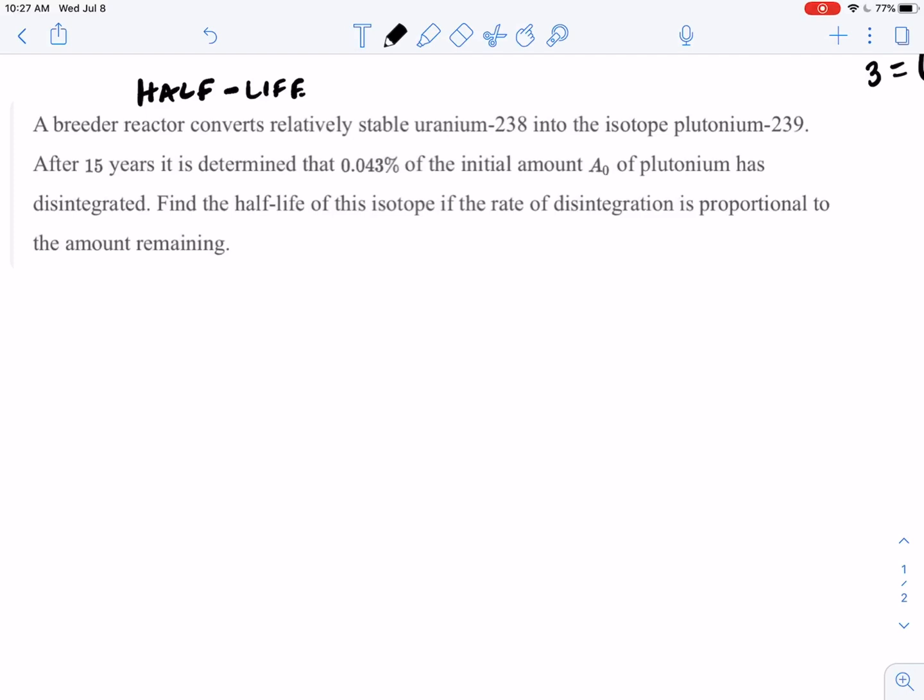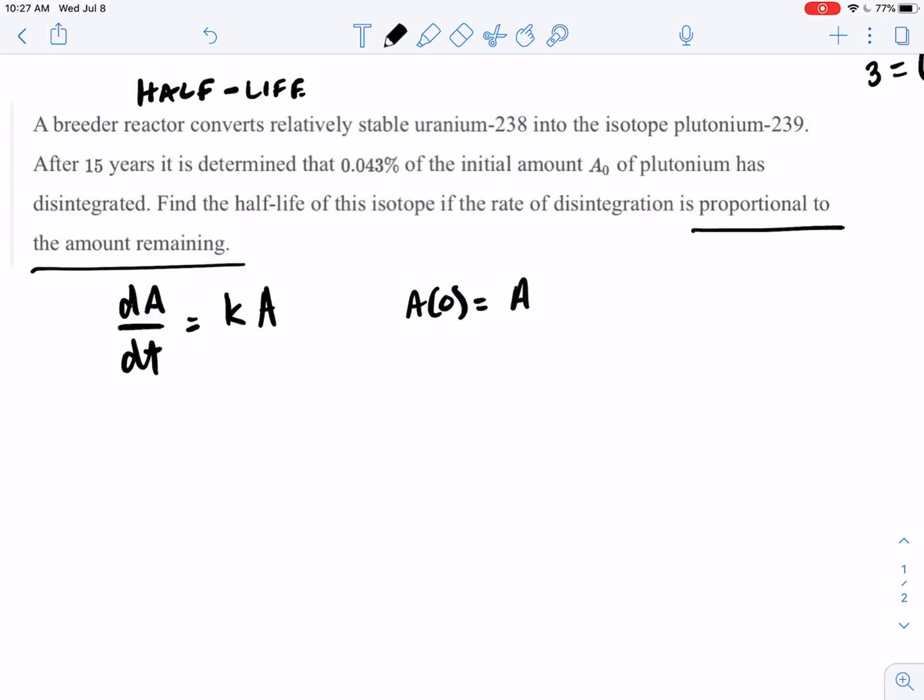So I mean, however you want to do this problem, still very similar, where we know we'll have, I think the book uses dA/dt equals k times A, again because it's proportional to the amount remaining, and A of 0 is going to be our A sub 0, right? So you're still doing the same thing here, where you have an initial value and you have your rate, which is proportional to the remaining value.